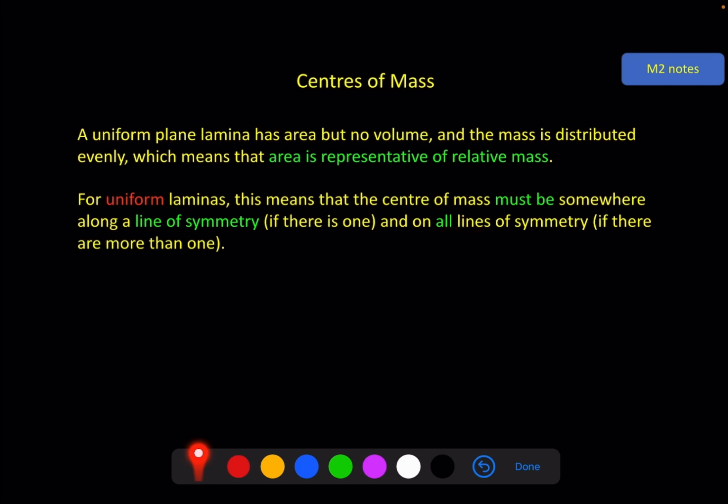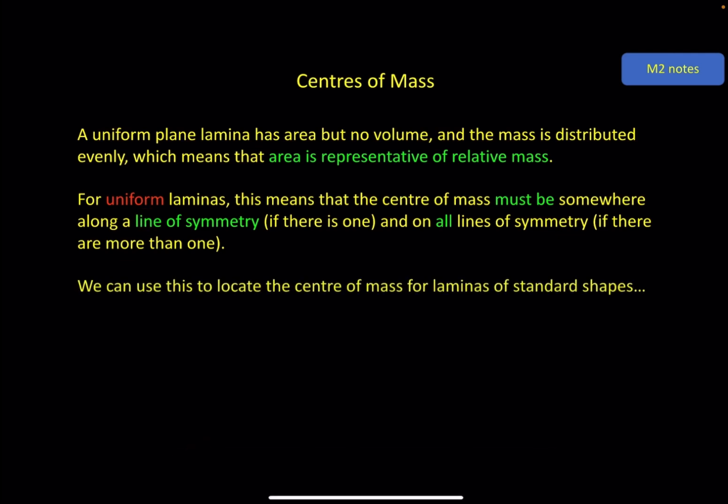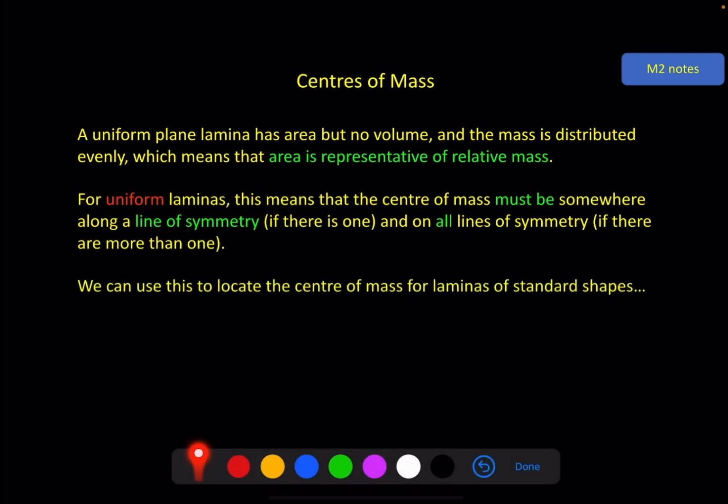And that's particularly helpful because some of our shapes will have more than one line of symmetry, and where those lines of symmetry intersect is where the centre of mass must be. Again, for uniform laminas. So we can use this to locate the centre of mass for laminas of standard shapes. And we're going to go through a few that you need to remember.